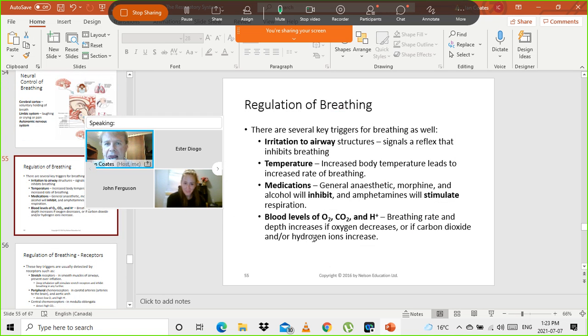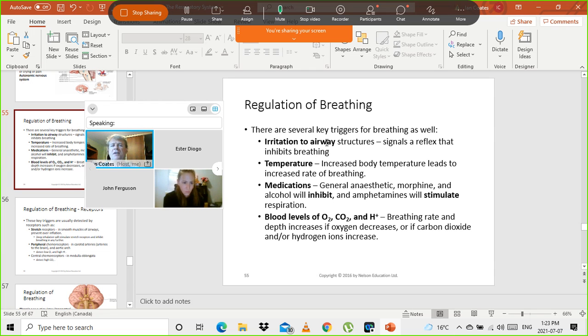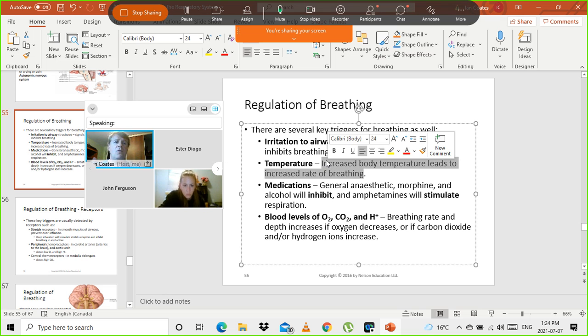What else we got here? There are several key triggers for breathing. Irritation, like if a piece of popcorn gets caught. COPD and these obstructive airway disorders, where the lining of the bronchi can become irritated and rough, asthma, we'll talk about these before the PowerPoint's done, can signal to slow breathing down. Temperature: increased body temperature leads to increased rates of breathing. Blood vessels expand because we want to cool things down. Circulatory and respiration are two sides of the same coin. If the circulation is speeding up, you're breathing faster too.